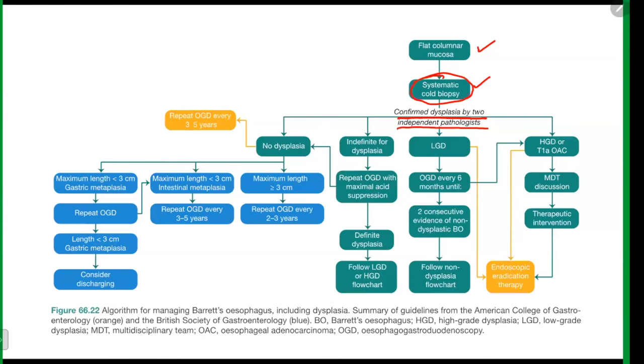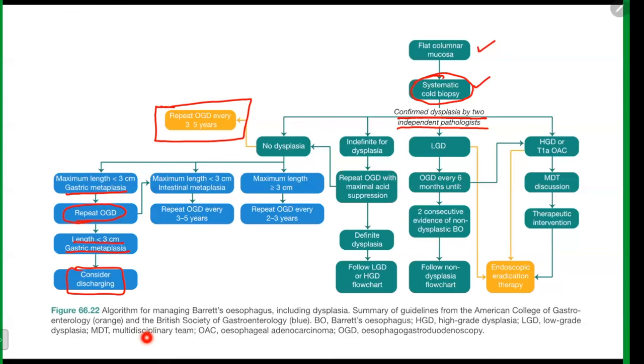Either the pathologist can give you no dysplasia. If there is no dysplasia, then repeat OGD every 3 to 5 years. If there is no dysplasia and the maximum length is less than 3 cm, then it is a gastric metaplasia. Then the length is less than 3 cm gastric metaplasia, and you can consider discharging the patient.